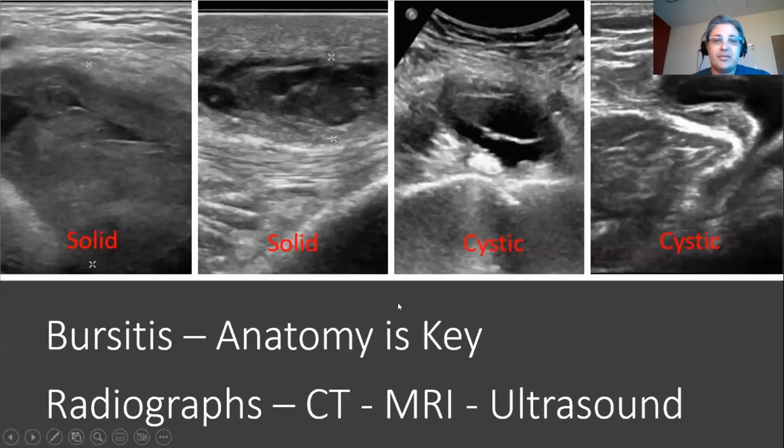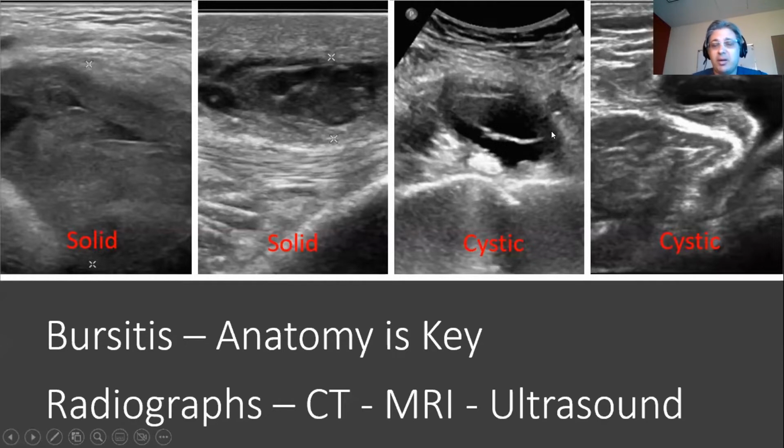This slide, I think, is really important to set the stage for how important knowledge of anatomy is when evaluating these musculoskeletal bursae. You see here 4 different examples of bursae from everywhere from the shoulder to the knee to the hip. Some of these inflamed bursae look very solid sonographically. As you can see in these 2 examples, some of them look more simple and cystic.